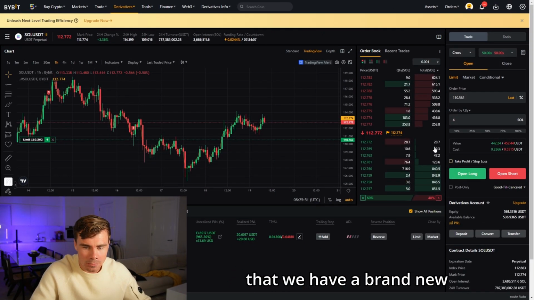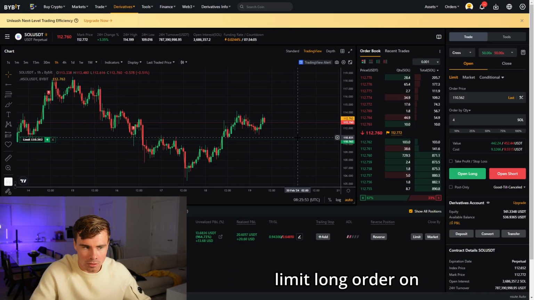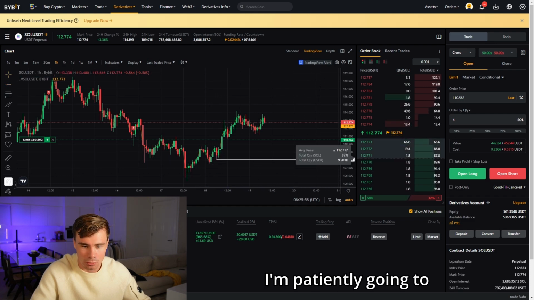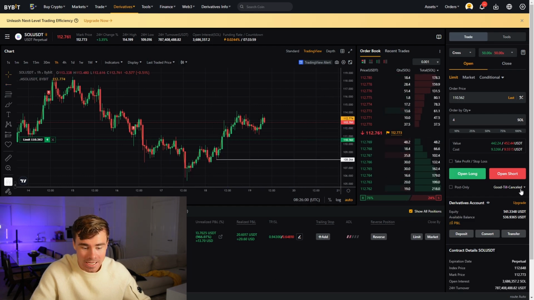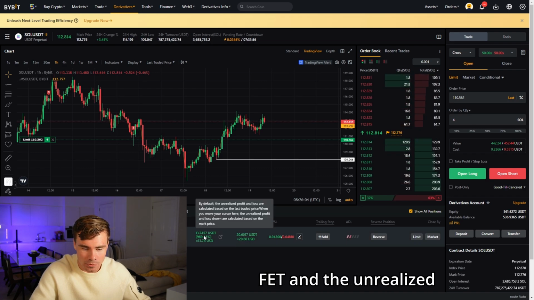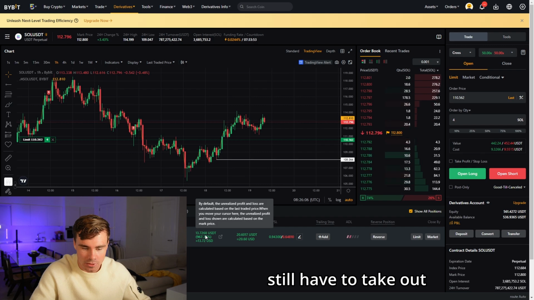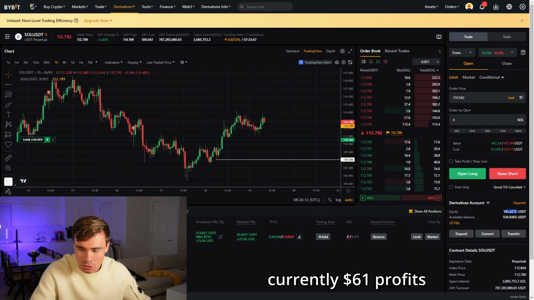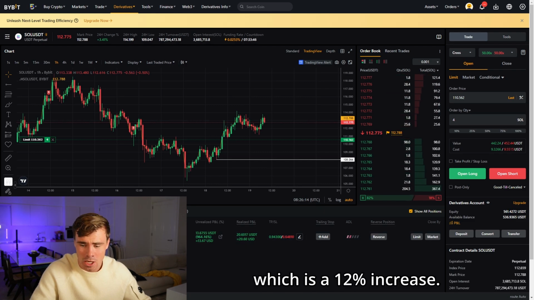Over here we can see that we have a brand new limit long order on Solana right here, and our stop loss will be over here. I'm patiently going to wait for this limit order to get filled. In the meantime, look at the realized profits on FED and the unrealized profits that we still have to take out over here when our second day profit target gets hit. Already $20 realized profits. The account is currently $61 profits, which is a 12% increase.